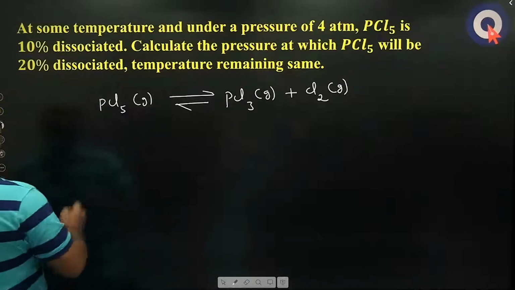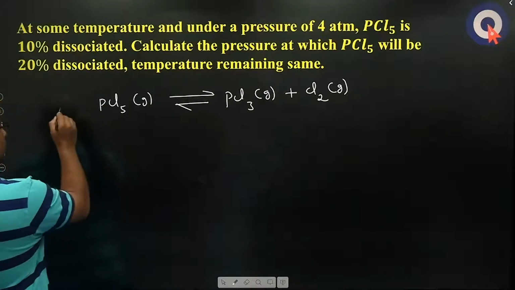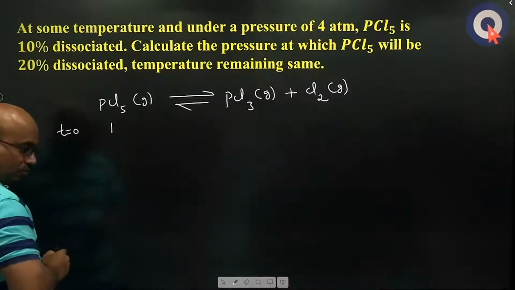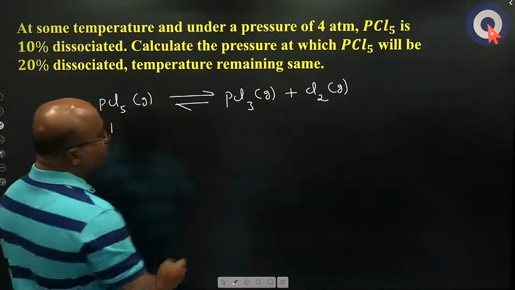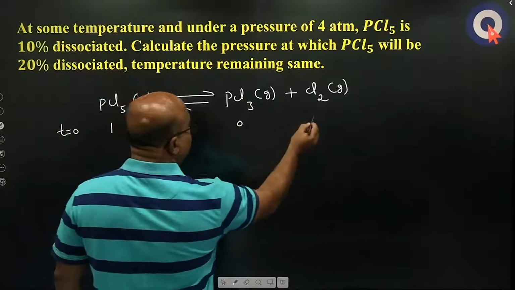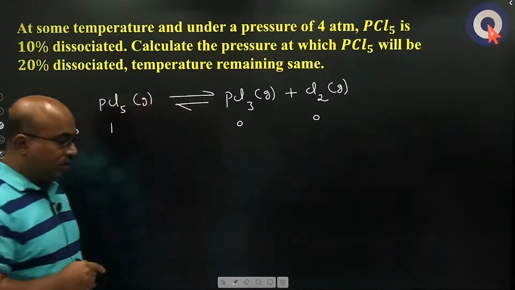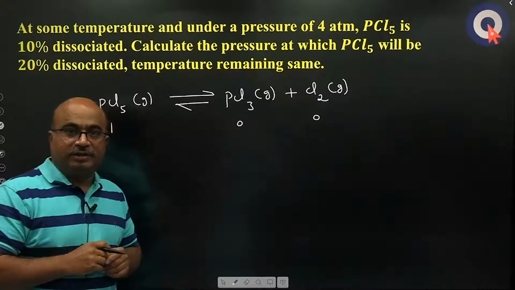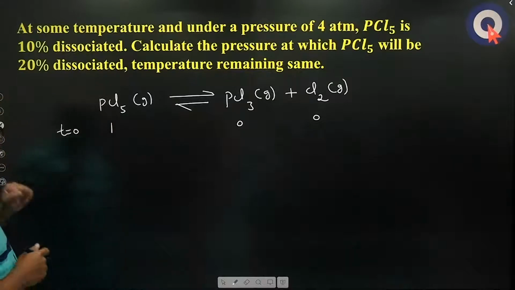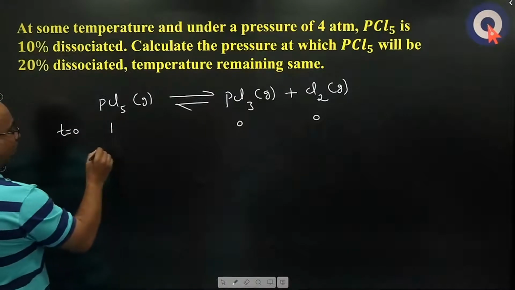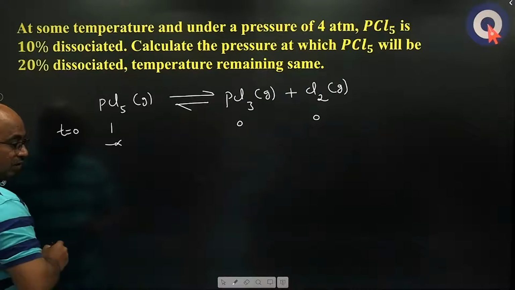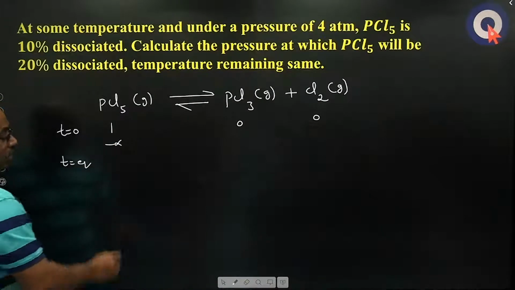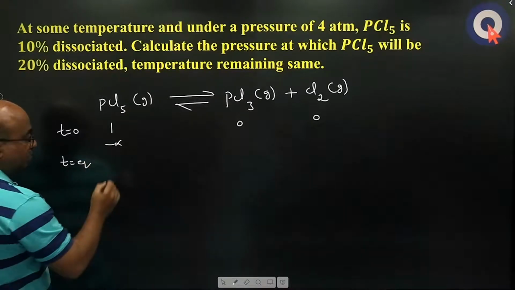So let us see. Take it initially as 1. You can even try this way. Initially we have taken PCl5 as 1, and PCl3 and Cl2 will be 0. Generally we express the degree of dissociation as alpha. So if alpha is the degree of dissociation, then alpha is reacting here. When equilibrium is attained, how much PCl5 might be left? 1 minus alpha.